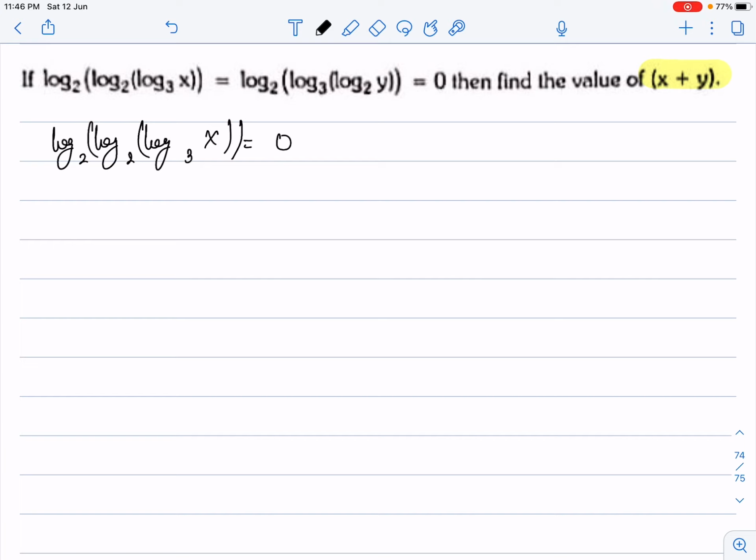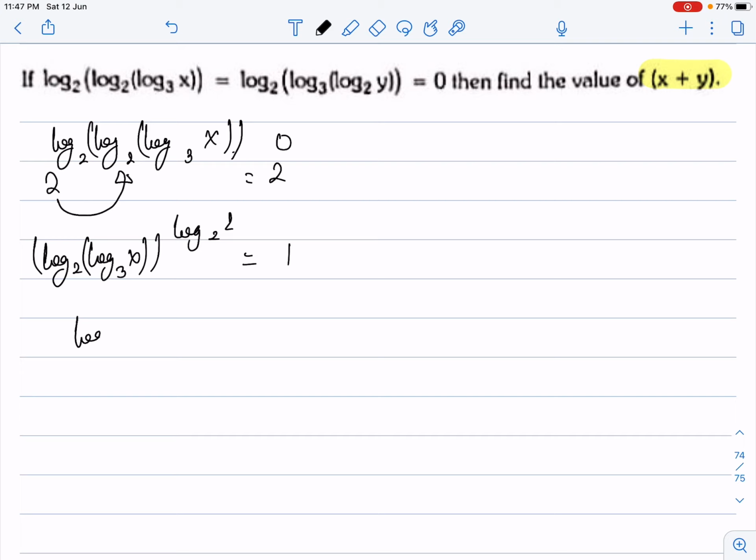Now guys, let's take both the sides to the power of 2. 2 power 0 is equal to 1, we know. 2 will be sent up and everything else will be brought down. So log of x base 3 over here, base 2 over here, will be written by me as log of 2 base 2, that is equal to 1. So log of x base 3, base 2 is equal to 1, we know.